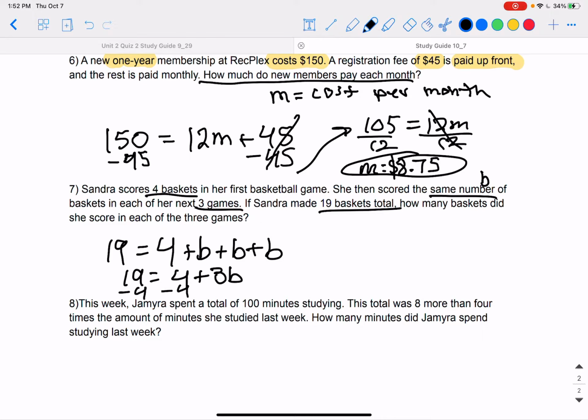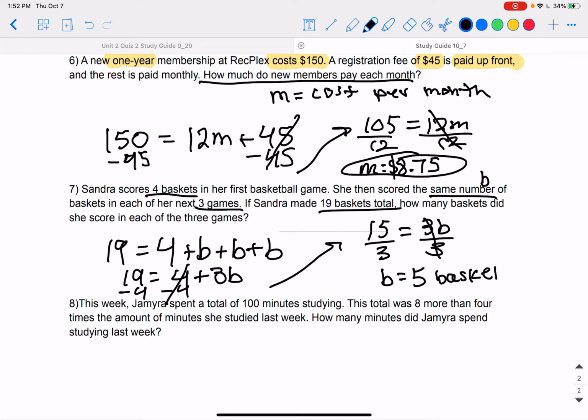Subtract 4 from both sides. Then this is 15 equals 3B. We want B by itself. We divide both sides by 3. Then we get B equals 15 over 3, which is 5. But what does 5 represent? It represents how many baskets she scored in each of the 3 games. So you could write B equals 5 baskets.